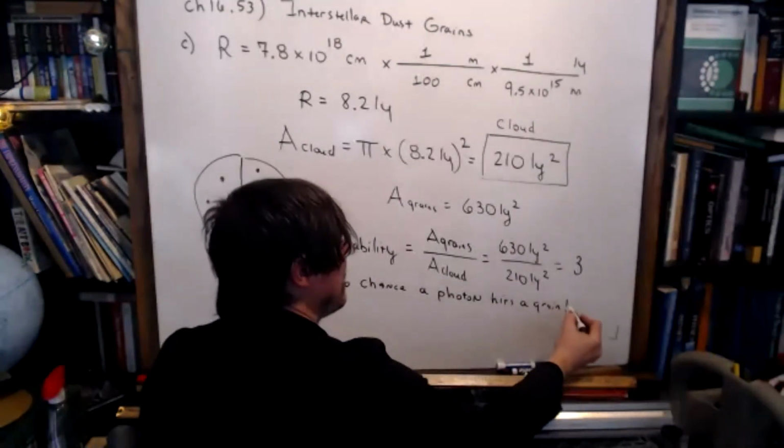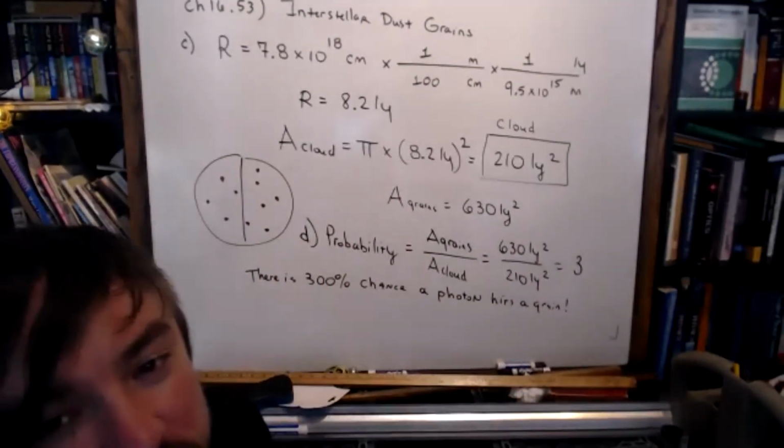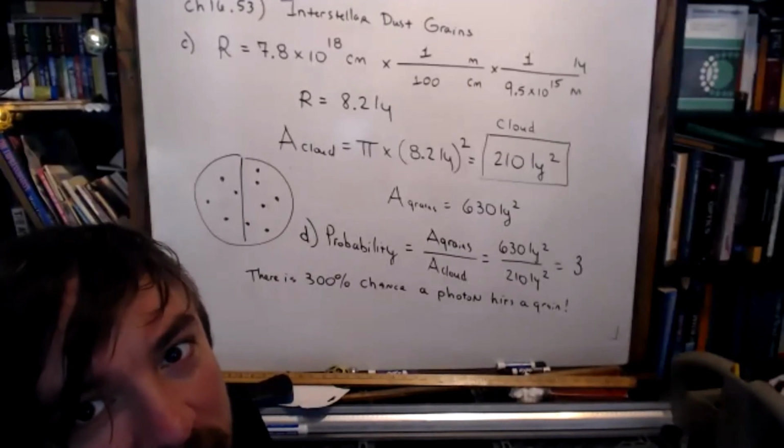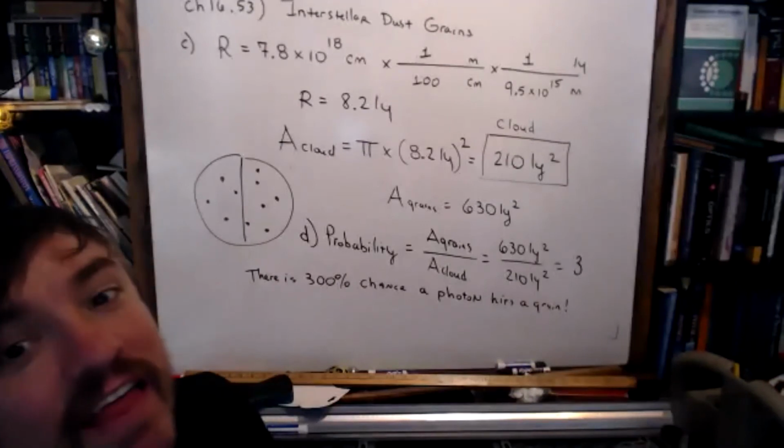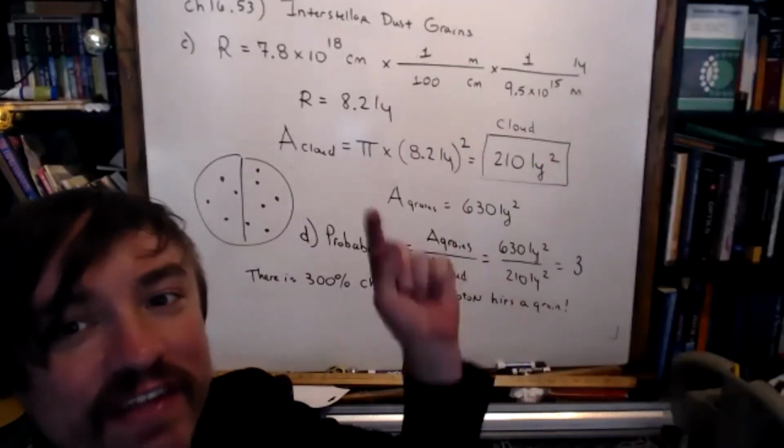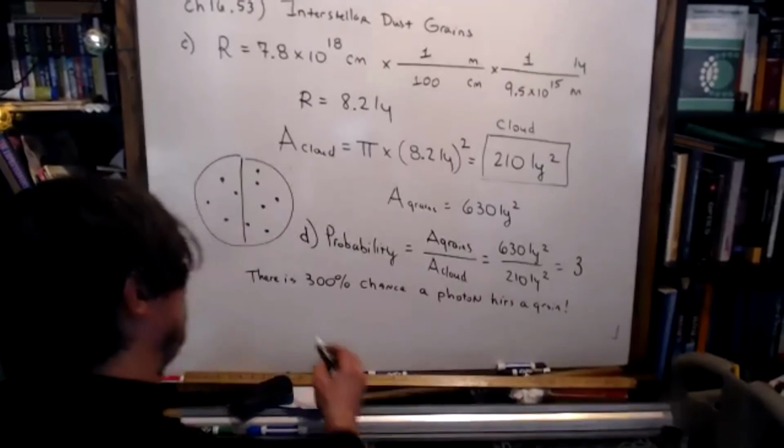If it's a 100% chance that a photon hits a grain, then a photon hits a grain. What does it mean? It's going to hit 3 grains. That's right. It will stop off at least 3 grains on its journey to the cloud.